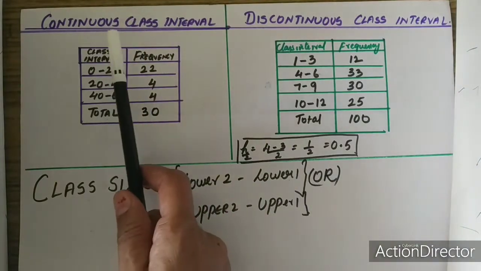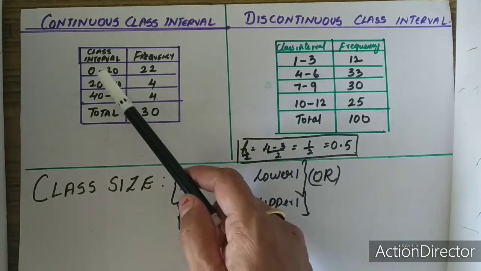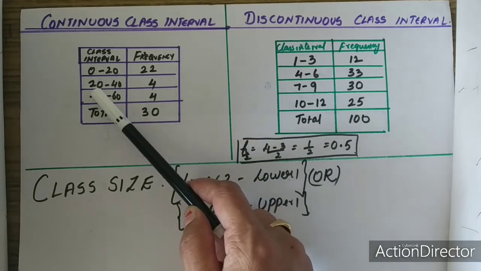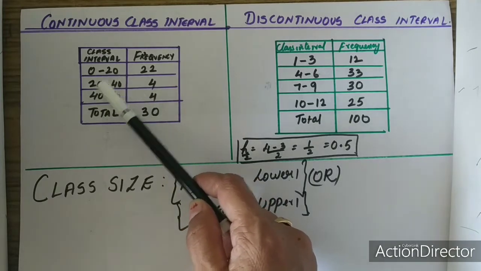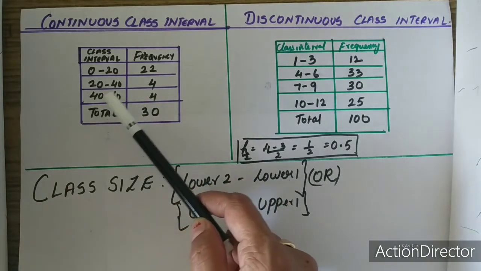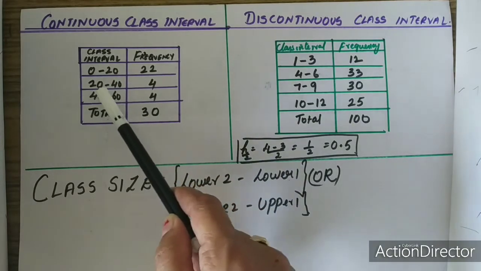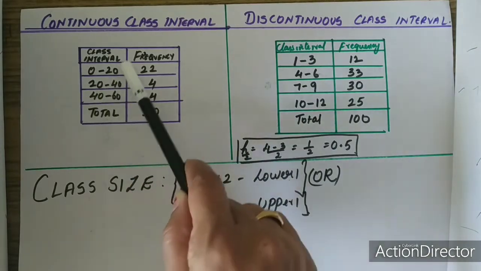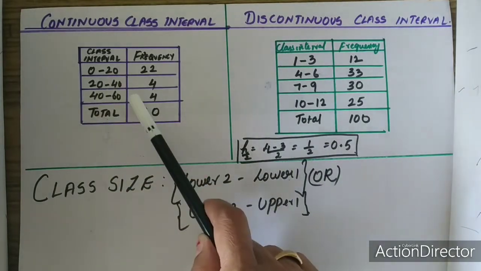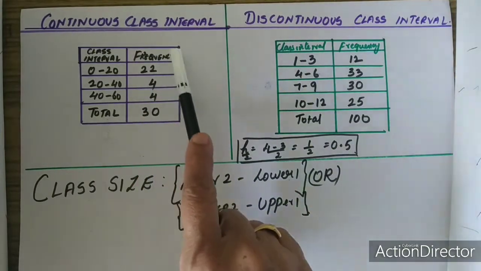Now let me recap the continuous class interval and the discontinuous class interval. In a continuous class interval, you could observe that the upper limit of the first class interval is equal to the lower limit of the succeeding class interval. You could easily see over here, here there is 20, and the next one is 20. Here there is 40, and the next one is 40. That is, the upper limit of the first class interval is equal to the lower limit of the succeeding class interval. This shows that this is a continuous class interval. That is, there is no gap here. So for drawing a histogram, we always need a continuous class interval.